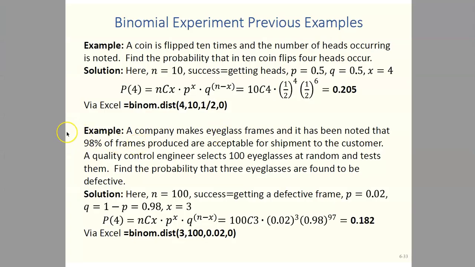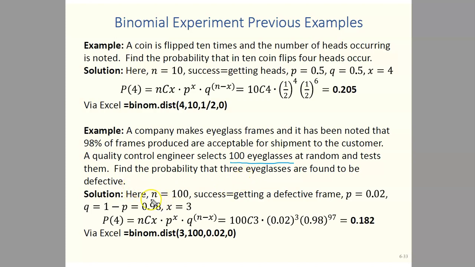Now here was our second example that we looked at. So remember, in this one we have an eyeglass company that makes frames, and it's been noted that 98% of the frames produced are acceptable. A quality control engineer selects 100 eyeglasses at random and tests them. Find the probability that 3 eyeglasses are found to be defective.